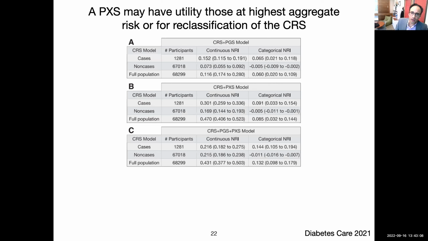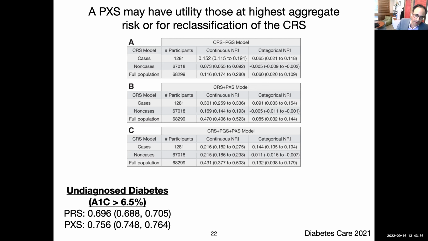And lo and behold, using a metric called the reclassification index, you can ask the question, given a particular clinical phenotype of an individual, a clinical risk score, can I better predict those who had been wrongly predicted by the clinical risk score using a polyexposure score in tandem? And lo and behold, yes, you can. And you can to such a degree that it might be clinically impactful.